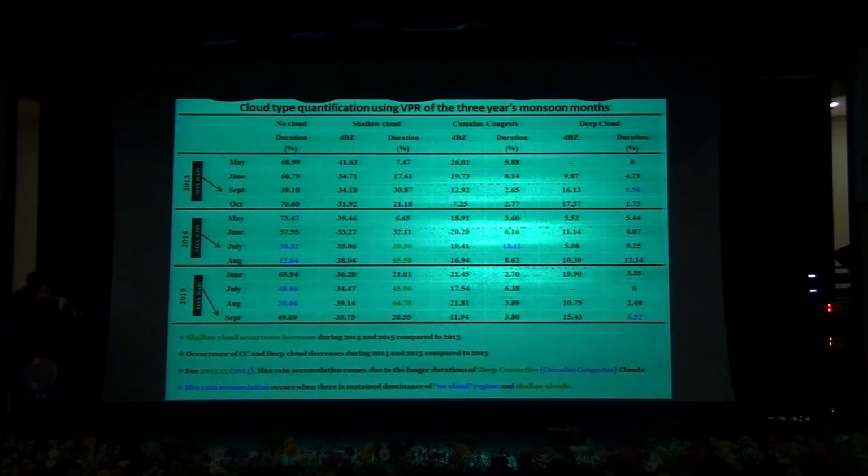This table quantifies all the 3 years of data by cloud classification in these categories. Shallow cloud occurrence increases during 2014 and 15 compared to 2013, and on the contrary, the occurrence of congestus and deep clouds severely decreases in the 2 years compared to 2013. For 2013 and 15, maximum rain accumulation comes due to the longer duration of deep convective clouds, whereas for 2014 it was congestus clouds which contributed to the maximum rainfall. Minimum rain accumulation occurs when there is sustained dominance of the no-cloud regime and shallow clouds.